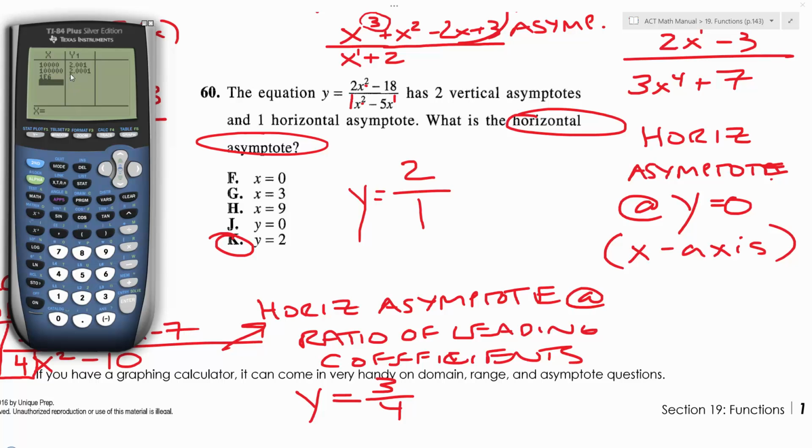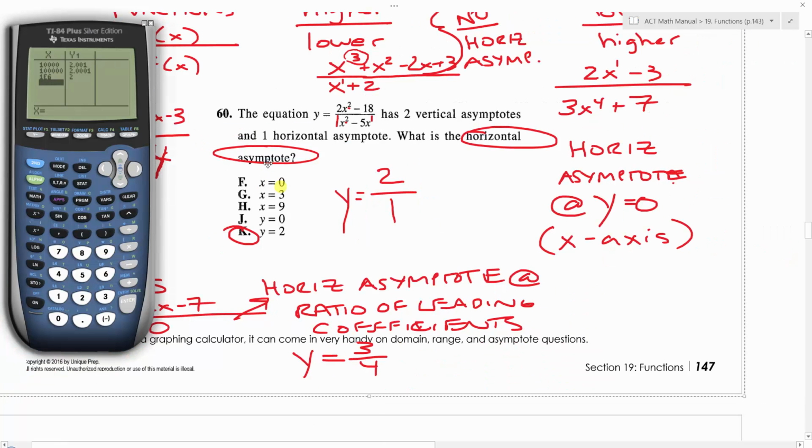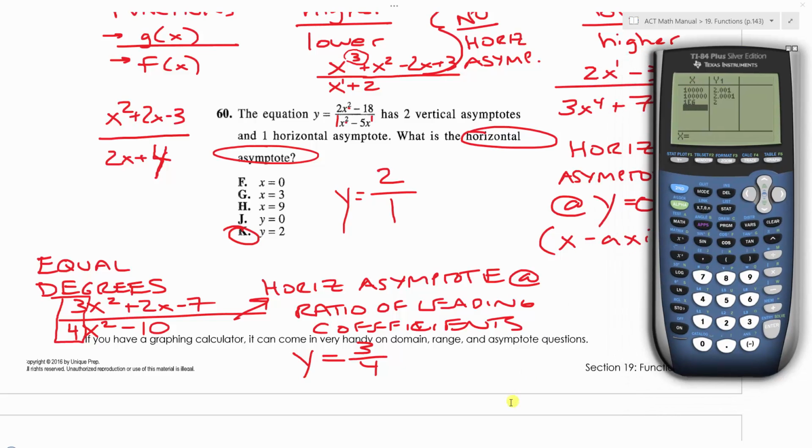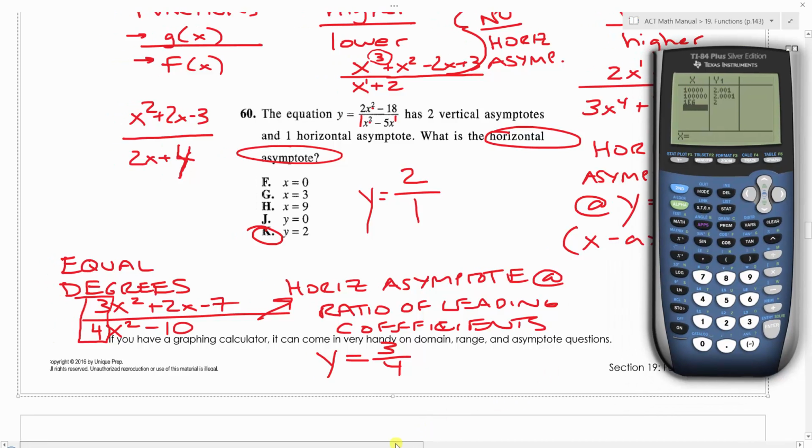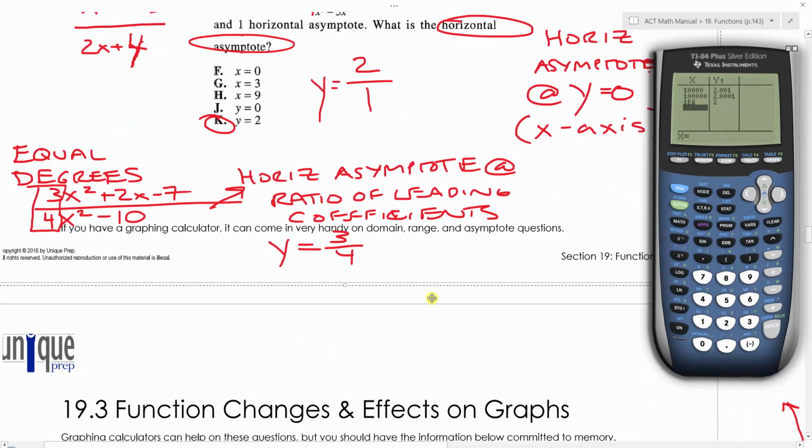So I can see that when x is really, really big, it's getting closer and closer to 2. So I could use my calculator in that way to find a horizontal asymptote if I was struggling. But again, I'd still have to have some idea of what a horizontal asymptote is. Hopefully that all made some sense.